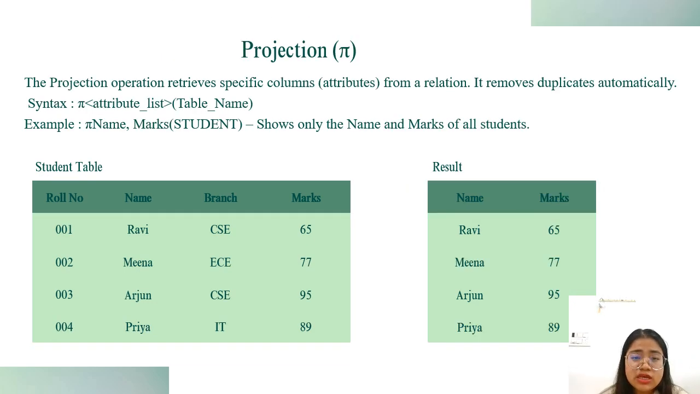Next, we have projection. So here the projection is going to display specific columns. Selection was displaying specific rows, and projection is displaying specific columns from the relation, and it's also going to remove duplicates automatically when we give the command. So in the example we want to select the name and marks columns from the student table. When we give this mathematical operation, that is the projection, the result is going to be name and marks only.